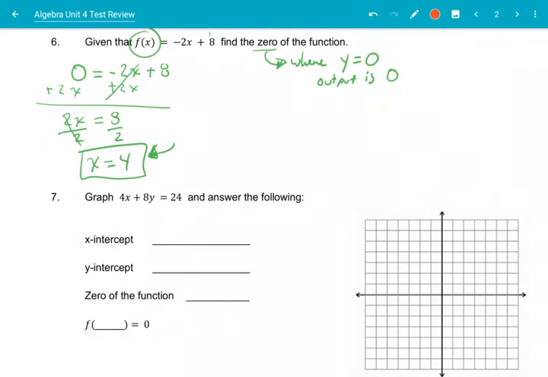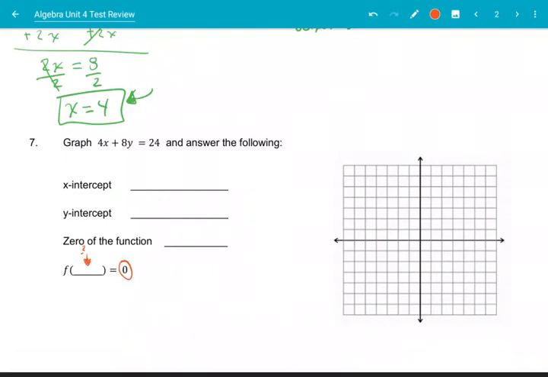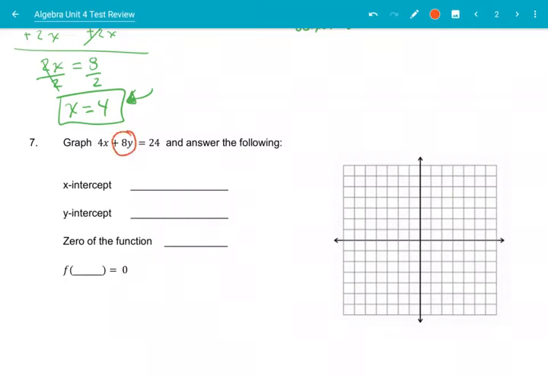Let's see. Let's go to this one. Graph 4x plus 8y equals 24 and answer the following: the x-intercept, the y-intercept, and the 0 of the function. And then where the output is 0, what's the input? Okay, well, let's graph this. Let's find the x-intercept. Remember, to find the x-intercept, you set y equal to 0. And if y is 0, then this whole thing just goes away. So I'm just going to cover that up and solve what's left.